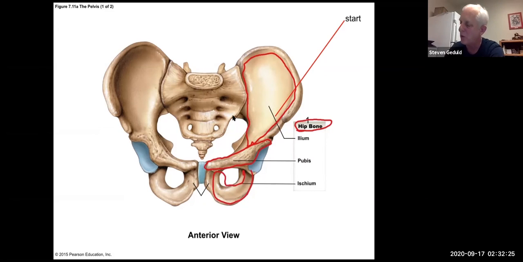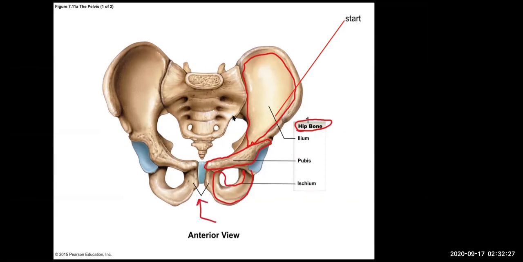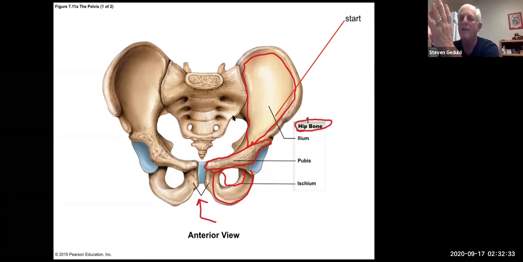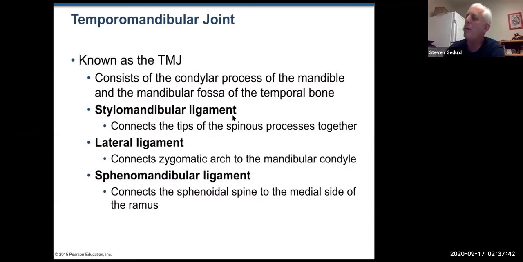What is this joint called right here? The pubic symphysis. Pubic symphysis. And it's an example of a movable joint, not freely movable, but a limited movable joint. Okay, because this joint allows us to expand. The pubic symphysis expands during childbirth and allows the opening of this canal to increase. The temporomandibular joint.